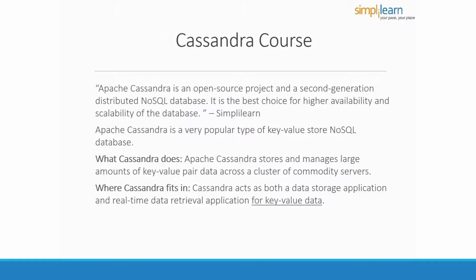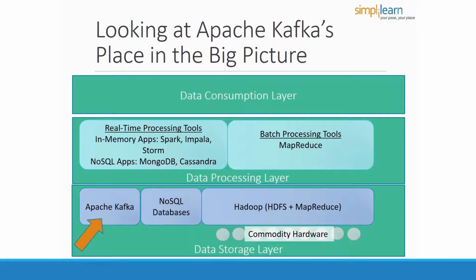What Cassandra does: Apache Cassandra stores and manages large amounts of key value paired data across a cluster of commodity servers. It acts as both a data storage application and a real-time data retrieval application for key value data. So when you think of Cassandra, you want to think of a key value store. Now we're going to look at Apache Kafka.